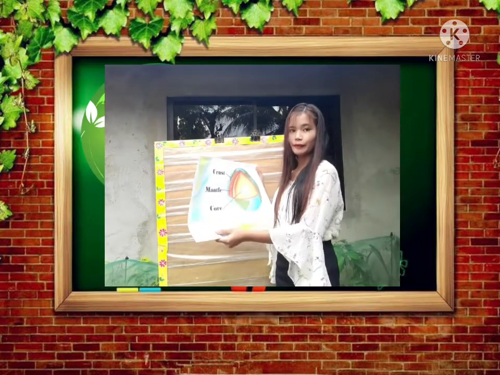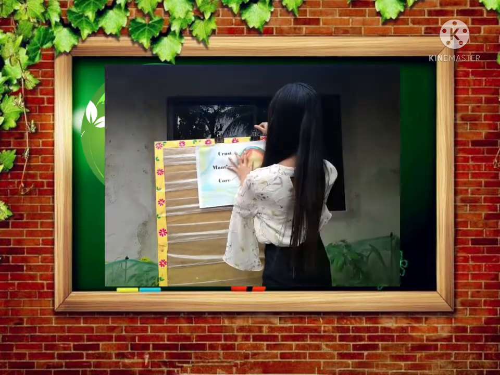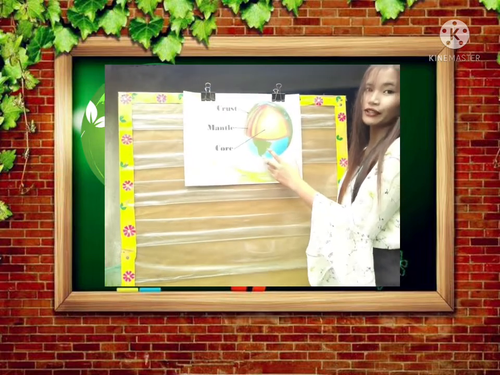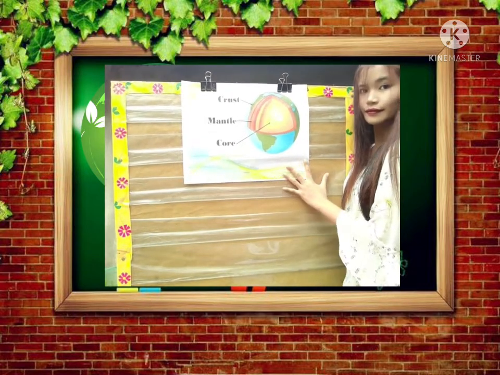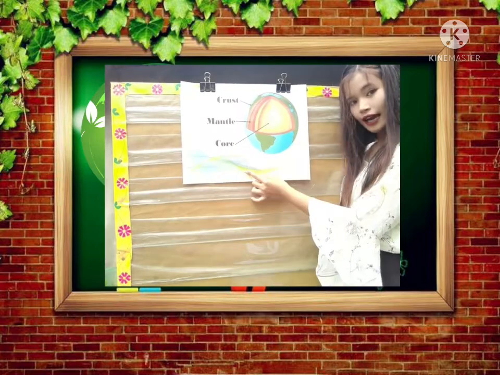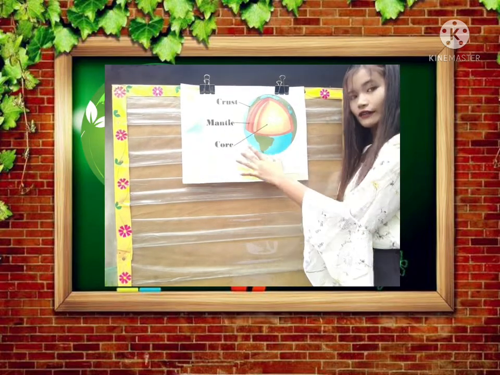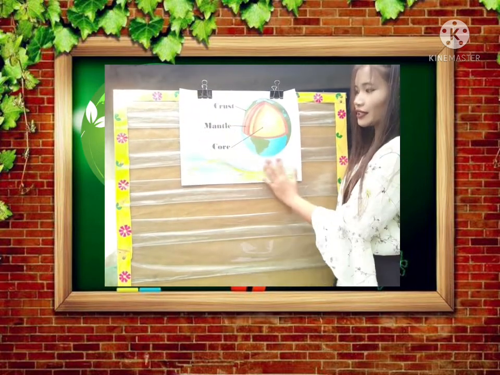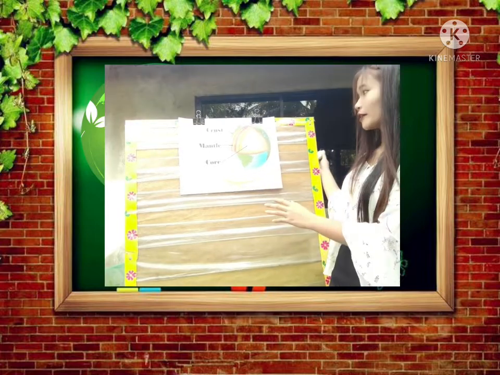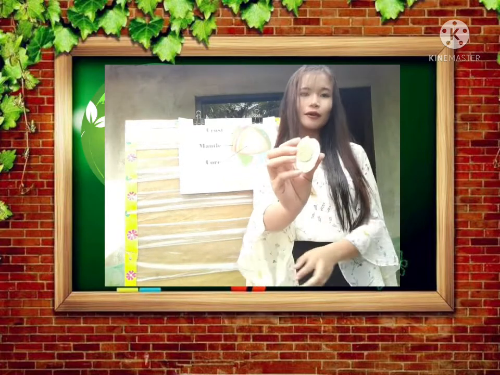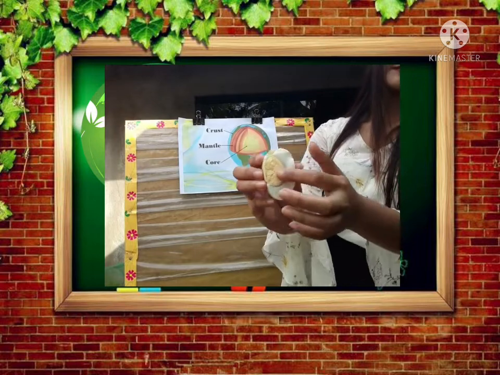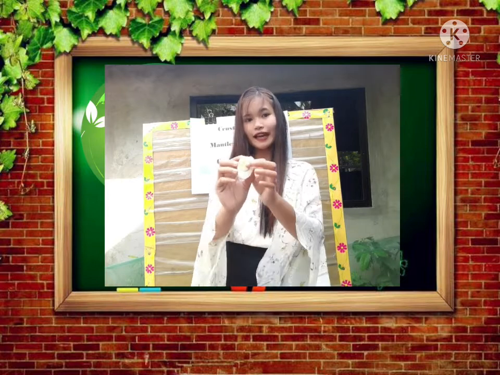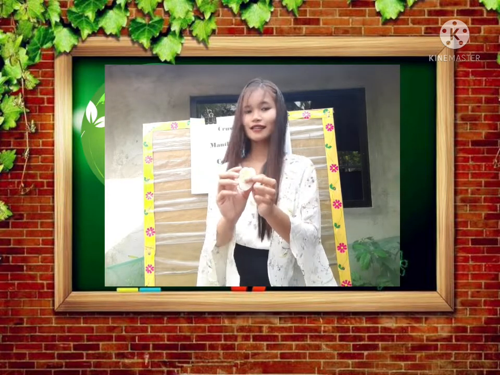I have here a purple chart showing the layers of the earth. Now, let's compare these layers of the earth to this cross-section of the egg. Based on this chart, what part of the earth does the egg yolk represent? Yes, Jonah? Very good. The part of the earth that the egg yolk represents is the core.